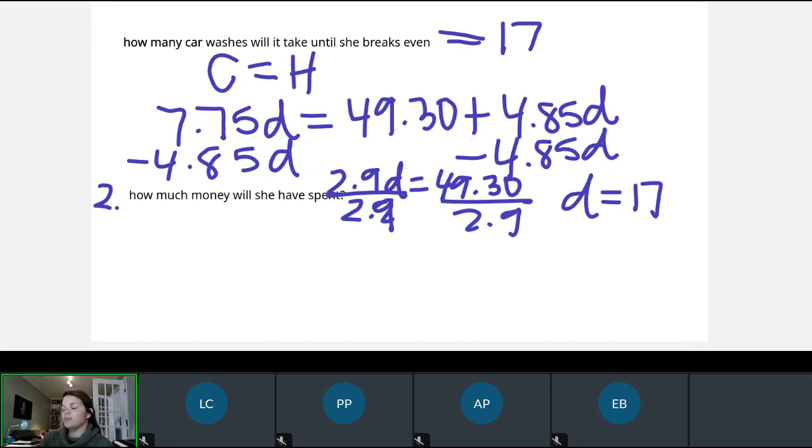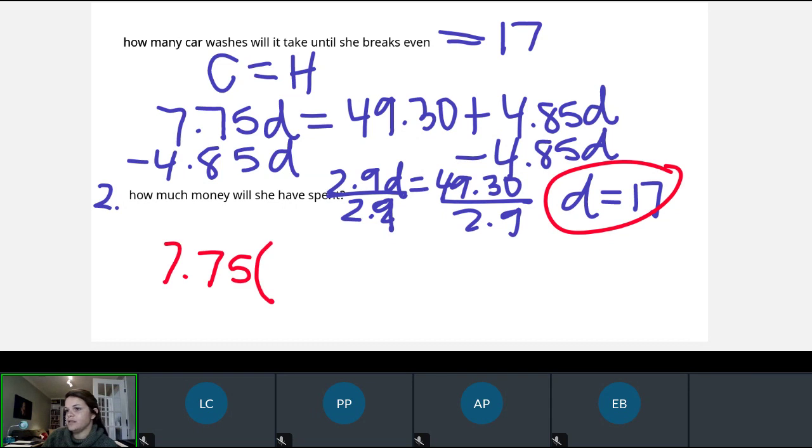So the second part says, how much money will they have spent? You're going to take whatever answer you got for days or D or X, whatever it is that you chose. Yeah, guys, if you want yours checked, you got to raise your hand, okay? All right, so you're going to take that number and plug it in. I'm going to plug mine into 7.75D because that's the easiest.